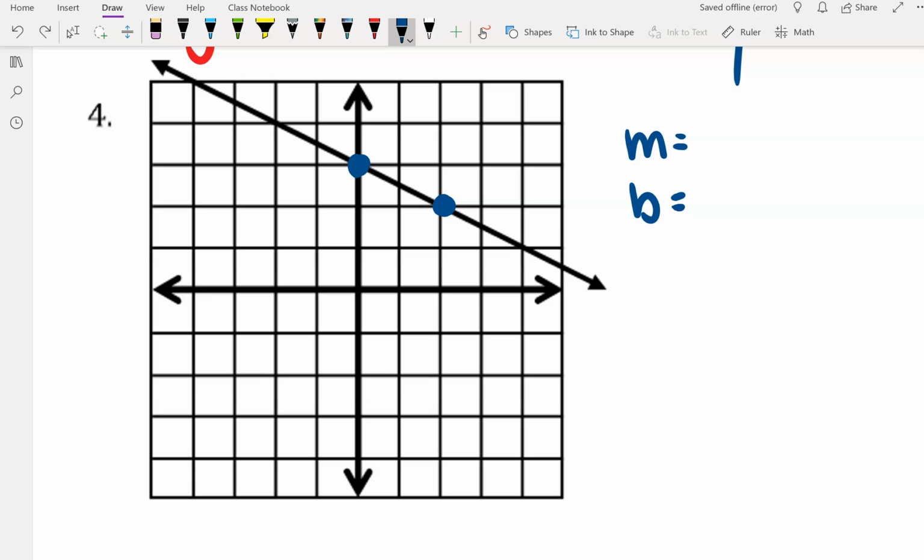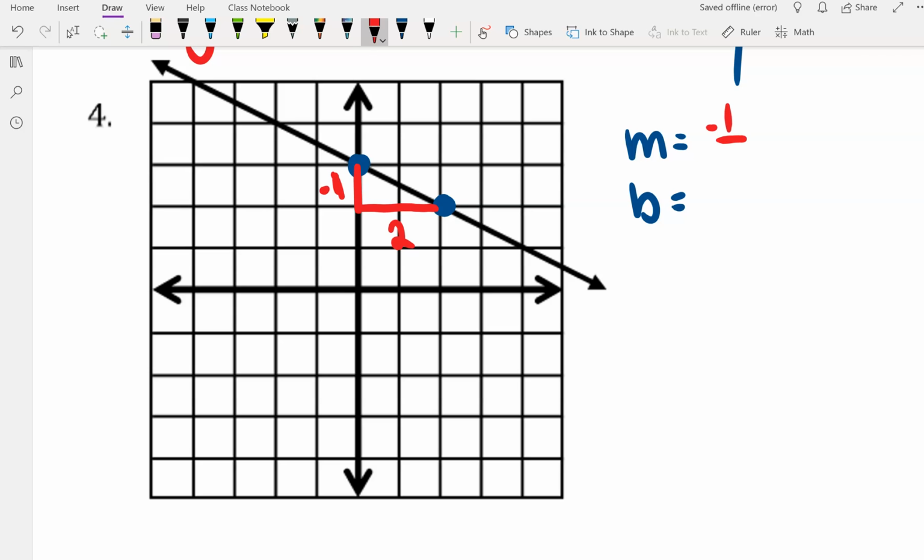So I always start with the left, and then I go to the right. I notice that when I go from the left to the right, I'm actually going down, not up. So I'm going down 1, and then over 2. When I go down 1, that's actually -1. This is a negative slope.